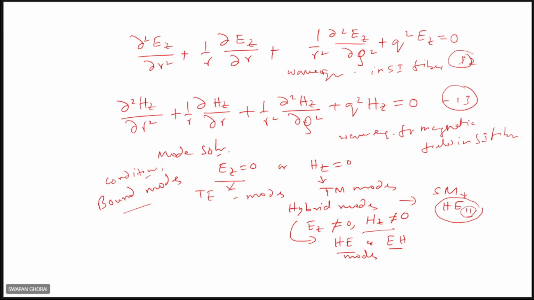So you see it here. This is the standard equation. Del 2 Ez upon del R2 plus 1 by R del Ez upon del R plus 1 by R square del 2 Ez upon del phi 2 plus Q square Ez. Q square equal to, we have seen, K square minus beta square. So this is the wave equation for electric field in SI fibers. This is the wave equation for magnetic field in SI fibers, right?